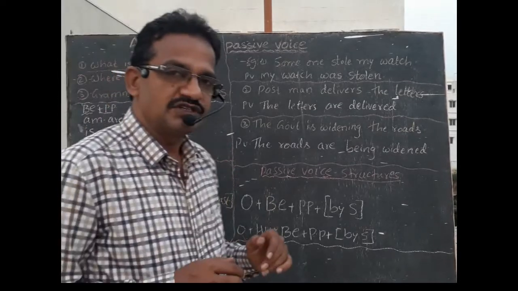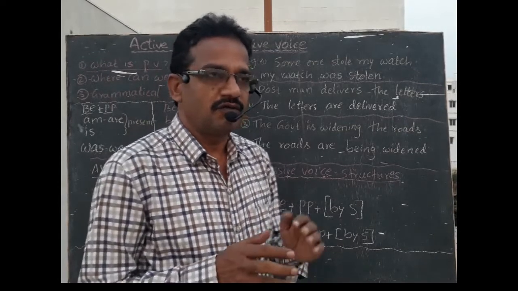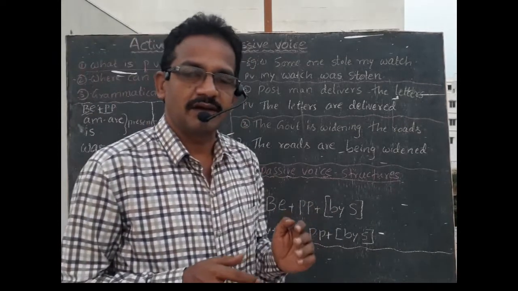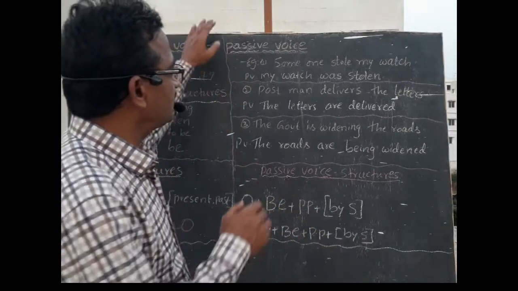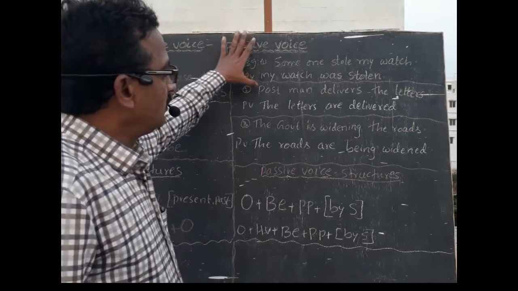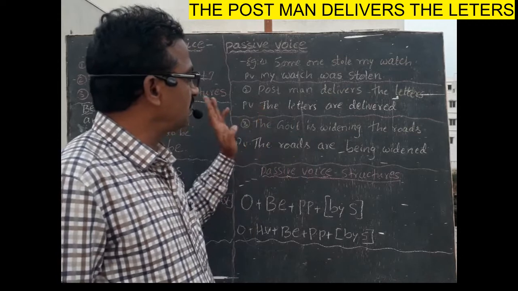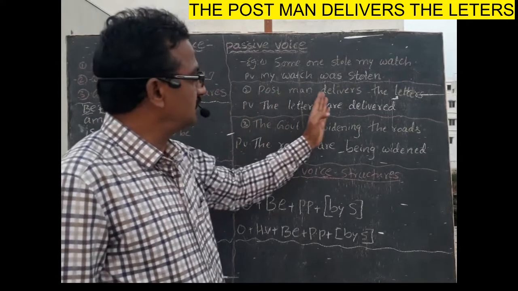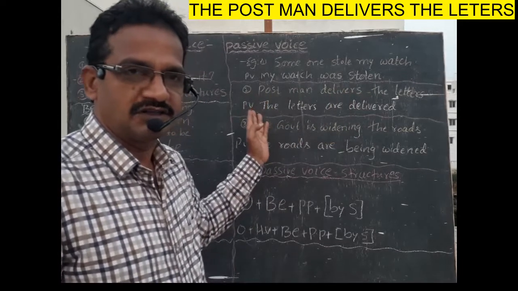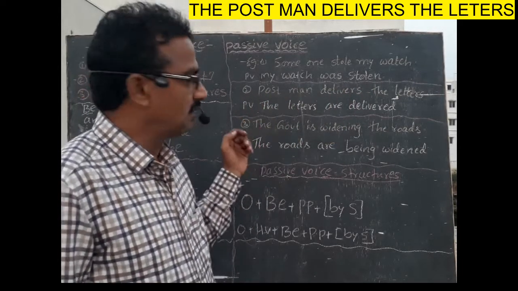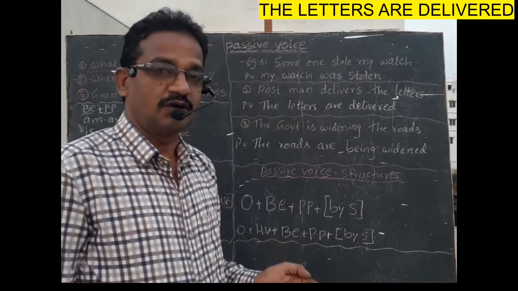And where can we use it? The passive voice is used when everybody knows the doer of the action, when we clearly know the doer of the action. For example, here, the postman delivers the letters. When you observe this sentence, everybody knows that letters are delivered by the postman, so we need not write "postman delivers the letters." We clearly mention that the letters are delivered. That is enough.